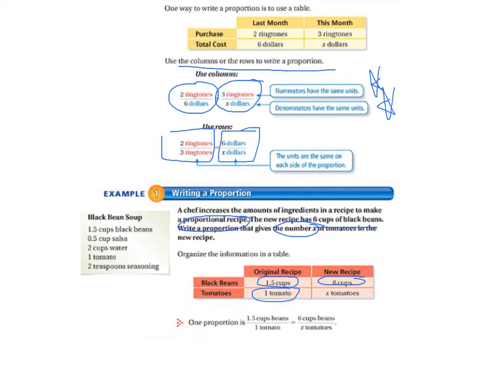The new recipe has 6 cups of black beans and we're not sure how many tomatoes, so we're going to call that X tomatoes. So one proportion is 1.5 cups of beans over 1 tomato. We just took this and stacked it into a fraction or a proportion down here. And then the new recipe, we stacked it into a proportion down there. So it's 6 cups of beans over X tomatoes.